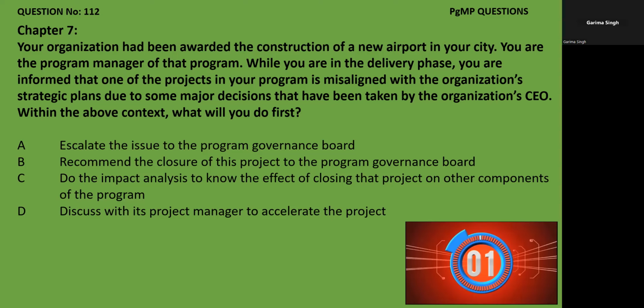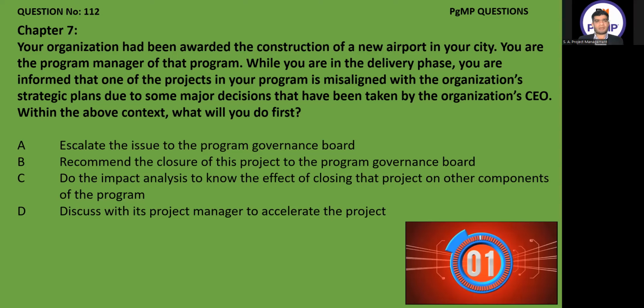Option A, discuss with its project manager to accelerate the project. B, do the impact analysis to know the effect of closing that project on other components of the program. C, recommend the closure of the project to the program governance board. D, escalate the issue to the program governance board.